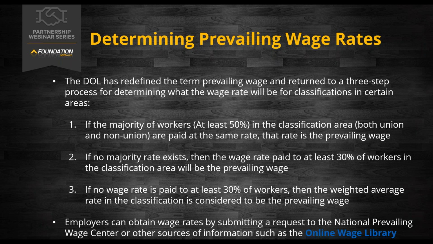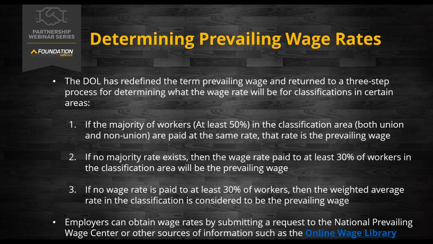The Department of Labor has redefined the term prevailing wage and returned to a 3-step process for determining what the wage rate will be for classifications in certain areas. The first: if the majority of workers, at least 50% in that classification area, both union and non-union workers, are paid at the same rate, that rate will be the prevailing wage rate.